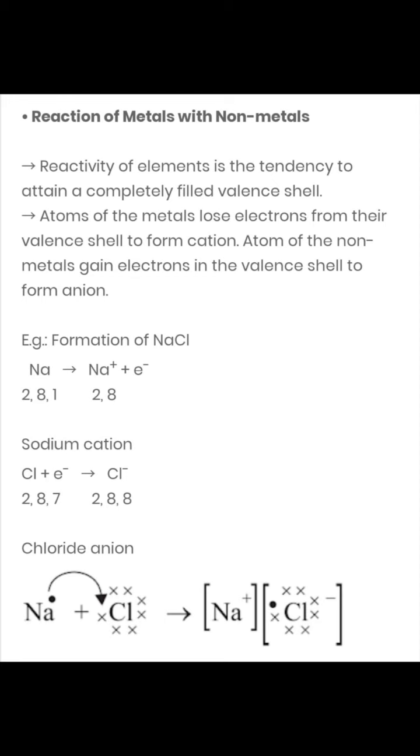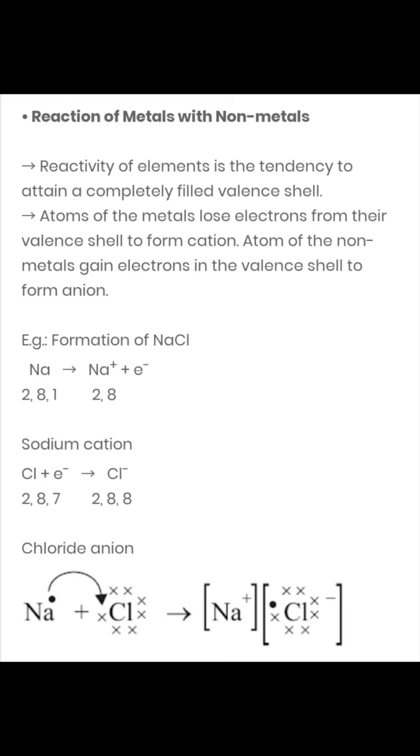So atoms of metals lose electrons from their valence shell to form cations. In the previous lecture I have already explained that all metals are electropositive in nature. Metals readily lose electrons to complete their octet, and therefore they make positive ions, that is cations, and atoms of non-metals gain electrons in the valence shell to form negative ions, that is anions. See here in this example it is very clear.